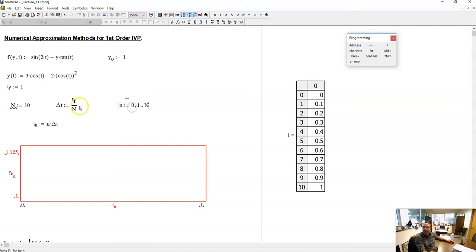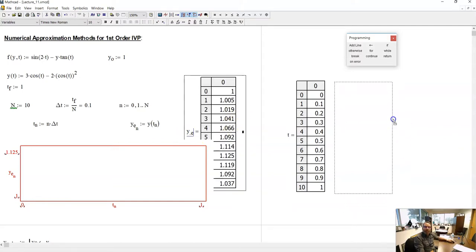By the way, after I define something, I can just query its value, say equal, and it'll tell me what the value is. All right, then I'm going to create another vector of values, y_e, to denote that this is the exact solution, left bracket n, so indexed by the same subindex n, is equal to the exact solution y evaluated at each of the values of t_n. So if I query what y_e is.